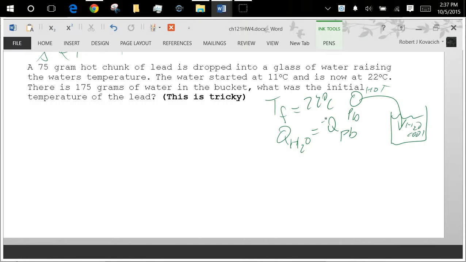I guess I just didn't get that from the question because it says it is now at 22 degrees. Like it didn't say it was finally 22 degrees. But I dropped it in the water. But what if it would continue heating the water? It doesn't say the final temperature is 22, it just says it's now 22. Maybe later it'll be higher.